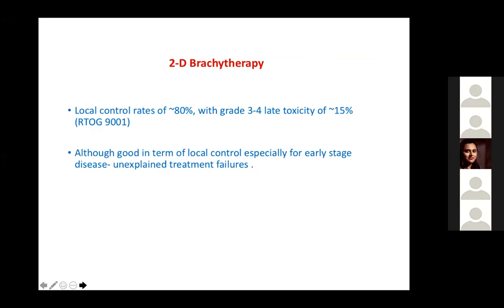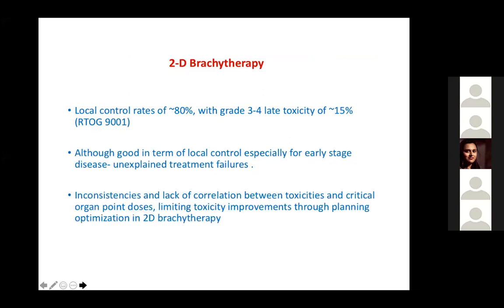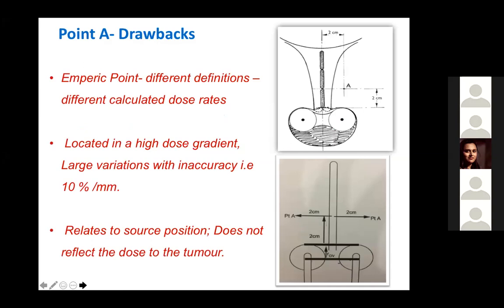Although good in terms of local control, especially for early stage, we had unexplained treatment failures, which we didn't know why they occurred. And of course, there were inconsistencies and lack of correlation between the toxicities and critical organ point doses. We often went back and saw that ICRU point doses were within normal limits, but patients were coming with toxicities, and vice versa. So there was a limitation in 2D brachytherapy.